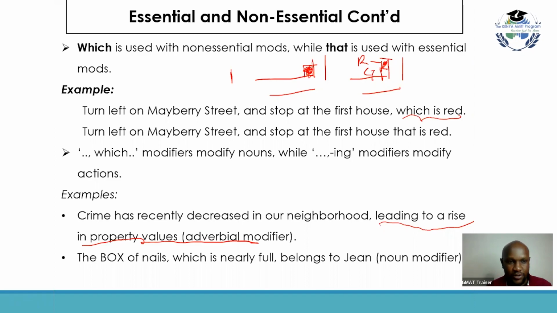as opposed to the second sentence, which reads, the box of nails, which is nearly full, belongs to Jean. So here you have a noun modifier in which is nearly full. This particular modifier modifies the box of nails, right? So it modifies a specific thing. In this case, you have a noun modifier, and what you have here is a non-essential modifier, which is offset by commas. So as we have seen, those are the two respective applications of adverbial and noun modifiers, as well as essential and non-essential modifiers in their different contexts.